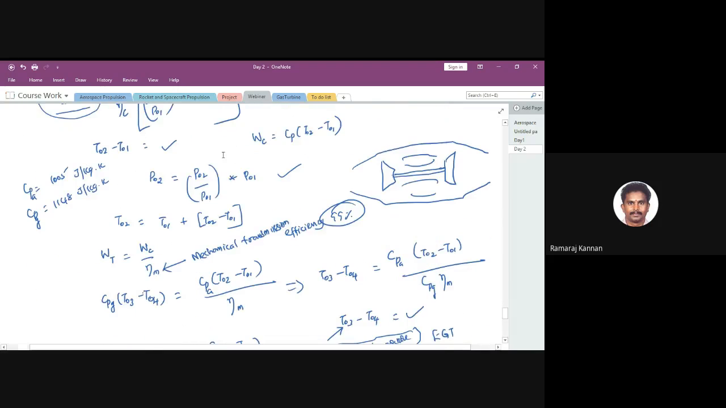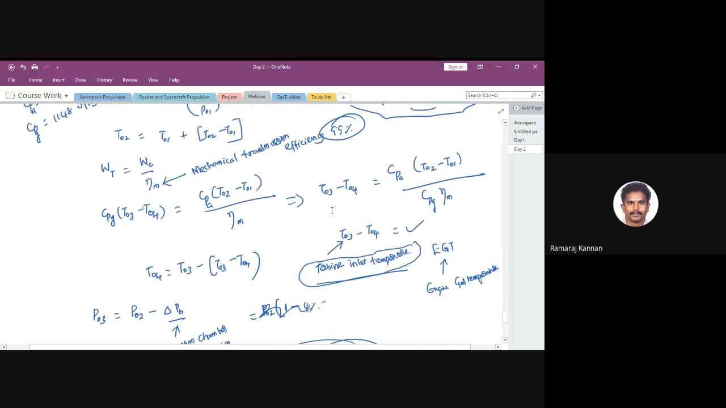So now you can calculate the work done for the compressor. Your compressor and turbine are going to be connected by means of a single shaft. We can then get the stagnation temperature drop across the turbine.